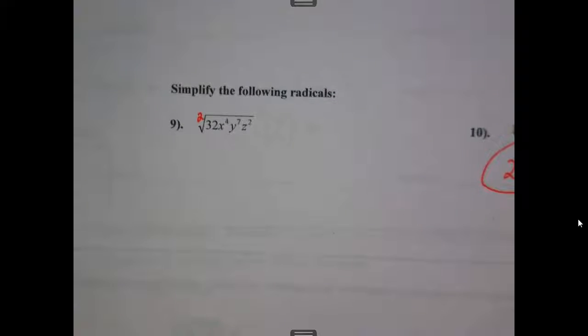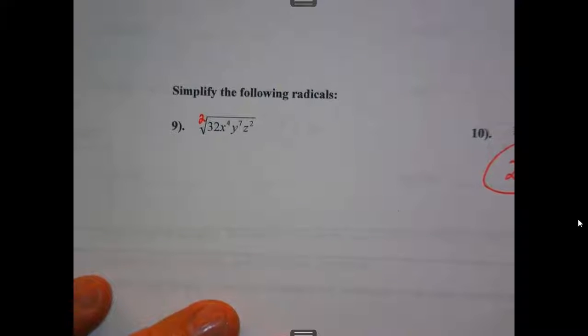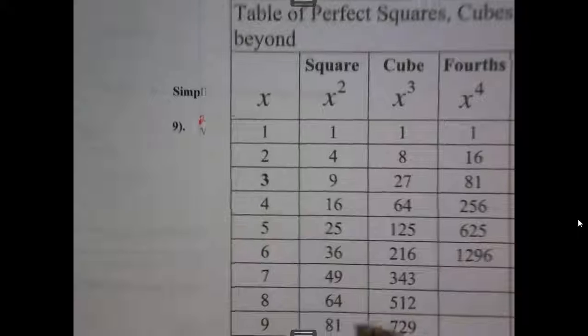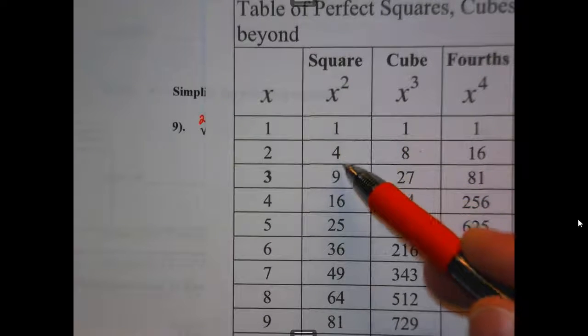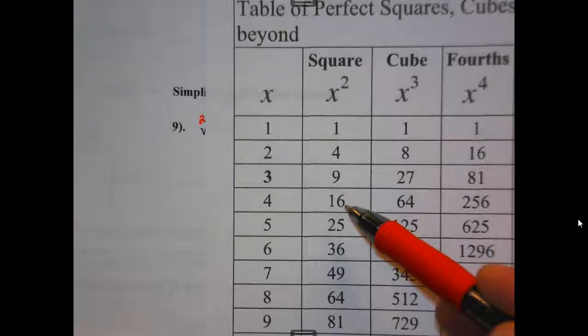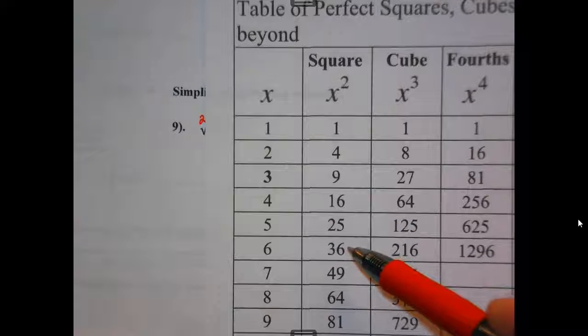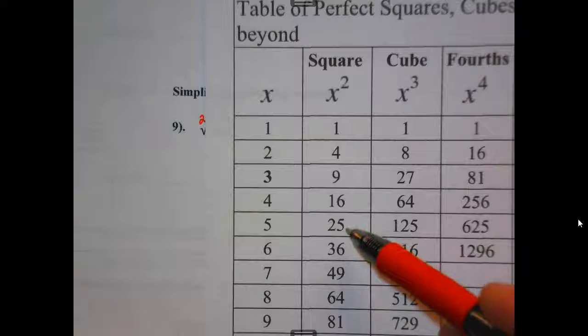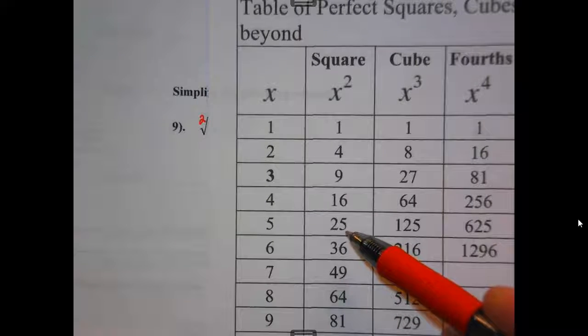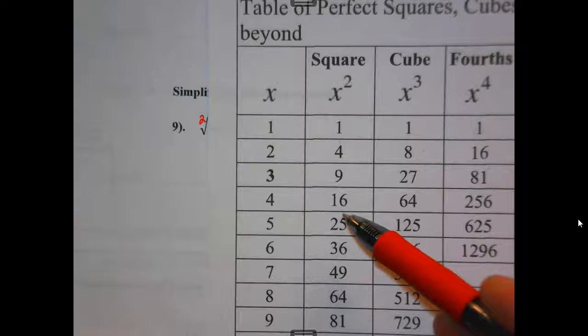I need to find the largest perfect square that's a factor of 32. Now, I know it's not 36, because 36 is bigger than 32. Can't be a factor. How about 25? Is 25 a factor of 32? No. How about 16? Yes.